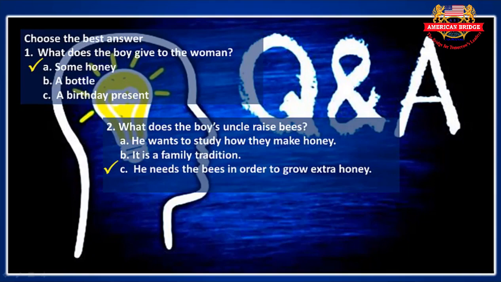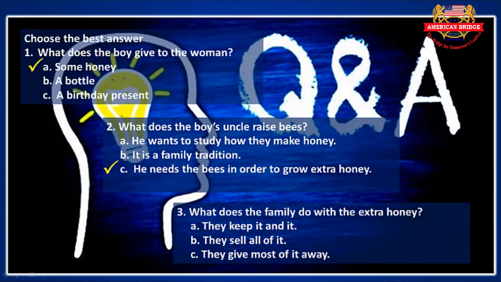Okay, so now we go to number 3. What does the family do with the extra honey? A, they keep it and eat it. B, they sell all of it. C, they give it away. So what is your best answer, everyone? The best answer is C. Okay, they give most of it away.